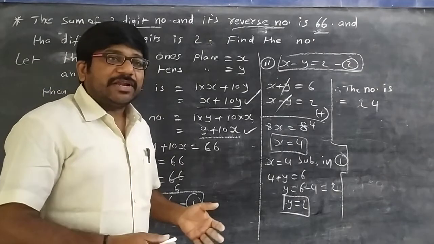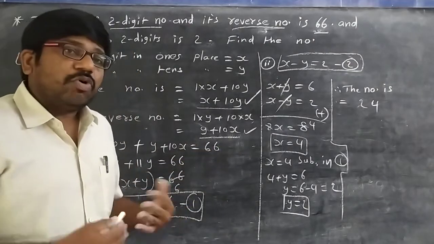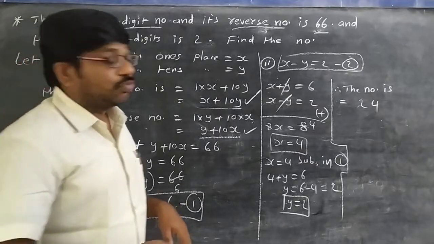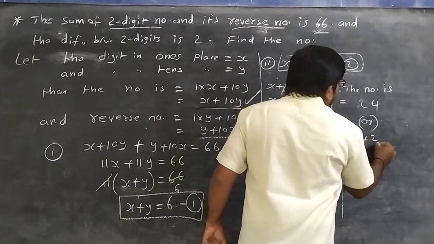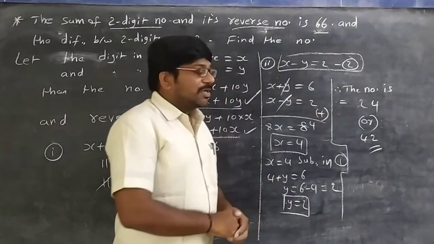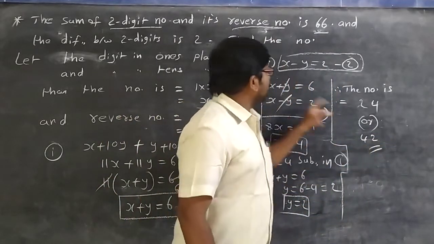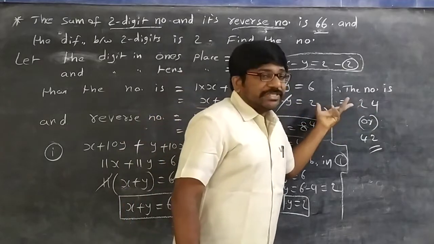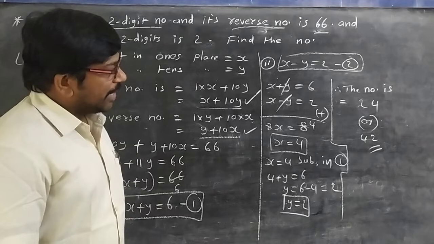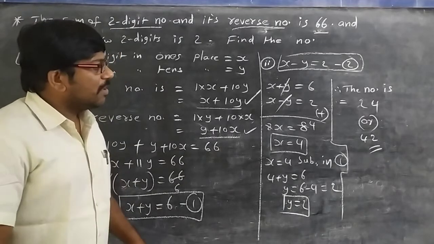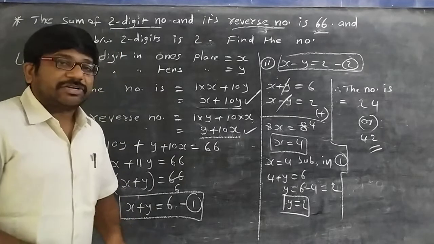So we can find such a number. One more is there, that is 42, right? 42 also, that is also correct. The difference between two digits is 2, same. Here also same, right? So there are two such numbers. One is 24, or 42 is also a correct answer, right?